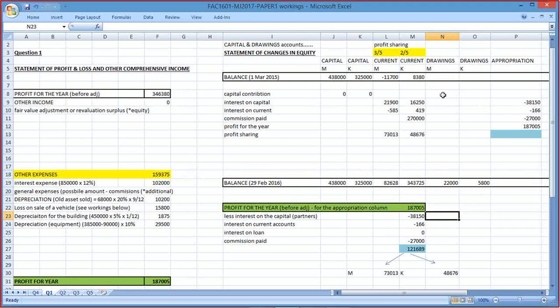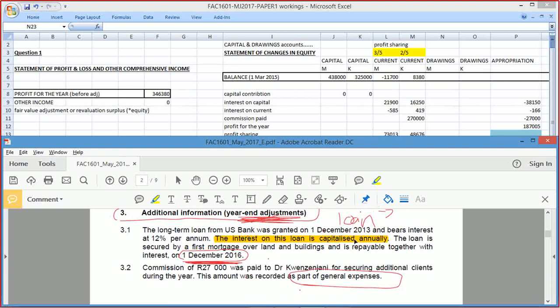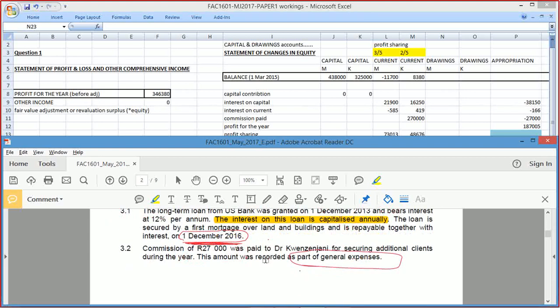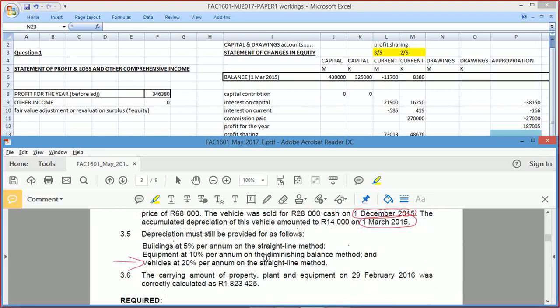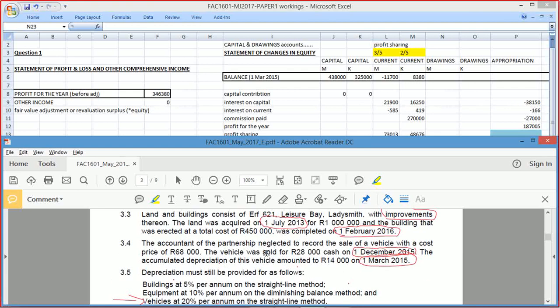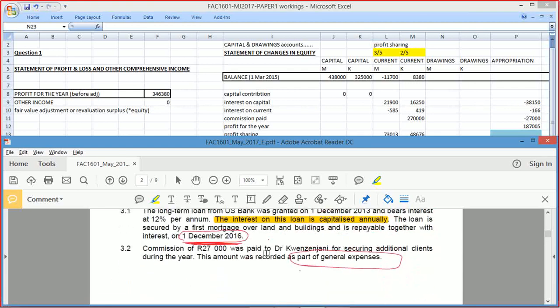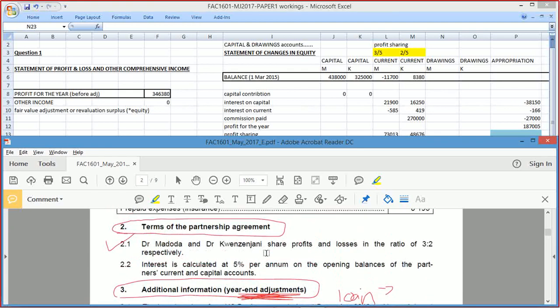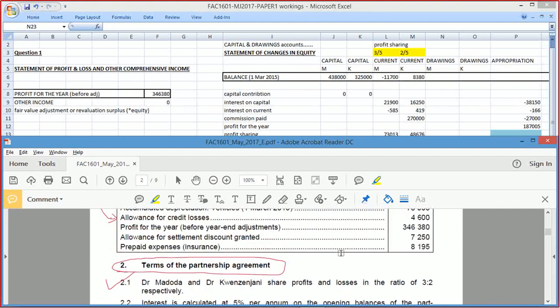The drawings. Oh, did they mention anything about drawings here? I don't think they did. Let's just double check that. Where was that bit about the... let's just check. Oh, it was at the beginning. Alright, they share profits and losses, that's fine. Opening and closing balances, that's fine. Okay, they didn't say anything about a payment. Okay, so that's fine. Right, so looking at the scenario here, we've provided for the adjustments.